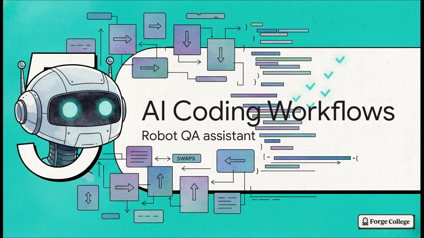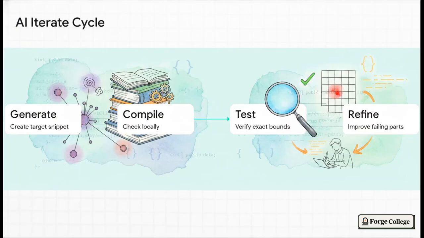Section 5. AI-assisted coding workflows. Basically, your personal robot QA assistant. Because let's be real, array manipulations, especially stuff like shifting and swapping, can be incredibly tricky to write from scratch. But we can use AI to massively speed up our builds as long as we stick to a strict, disciplined cycle. You don't just ask the AI to write the whole contract and blindly deploy it.